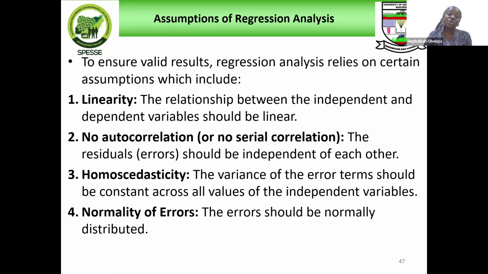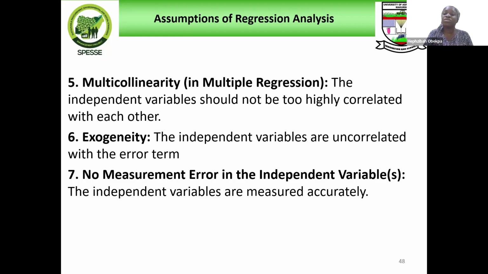You should be able to state at least 5 assumptions of multiple regression analysis, whether it is linearity, autocorrelation, homoscedasticity, normality of errors, multicollinearity, exogeneity, or no measurement error. I've given 7, so if I ask you, it's not too much if you state 5 and explain what those 5 mean. Any question?